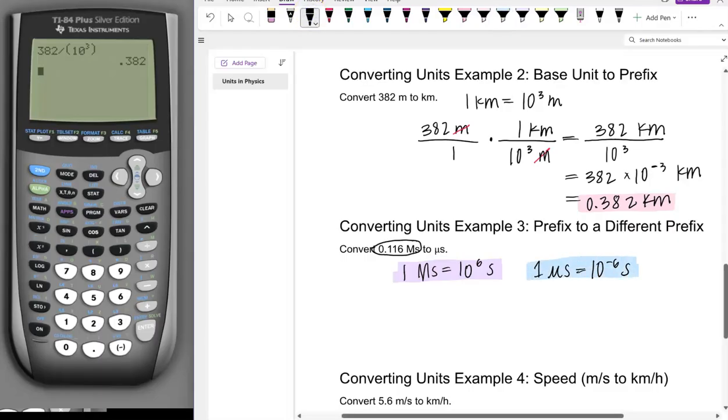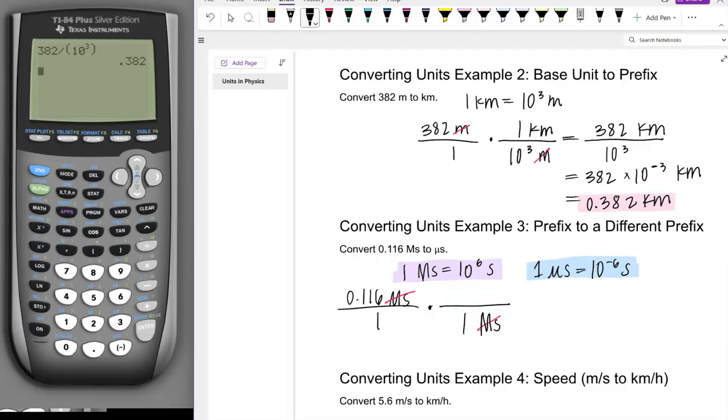Just like before, we start with the given value in the numerator. So 0.116 megaseconds over 1. Since we're starting out in megaseconds, we want to use our conversion rate that has megaseconds in it first. Just like before, we want the megaseconds to cancel out. So we need to put the 1 megasecond in the denominator, so that the megaseconds will cancel out. So whatever started on top before goes on the bottom now.